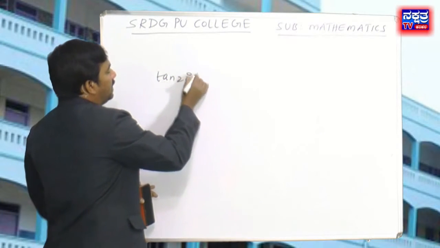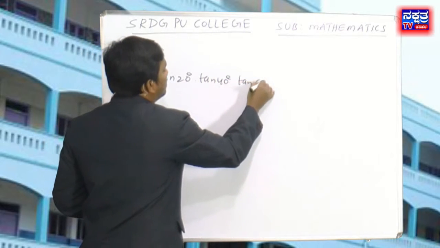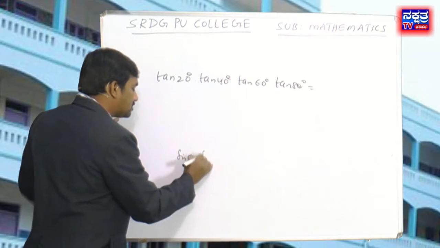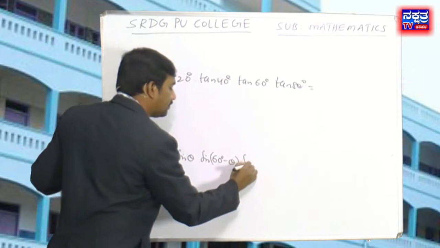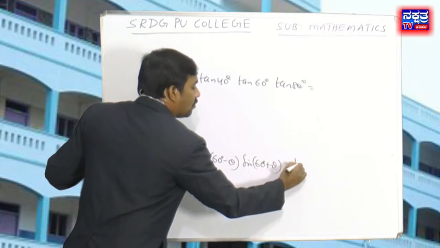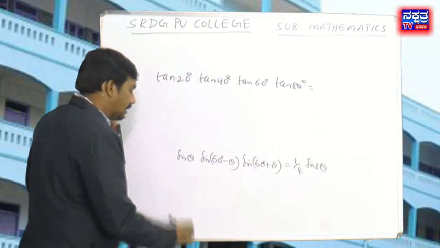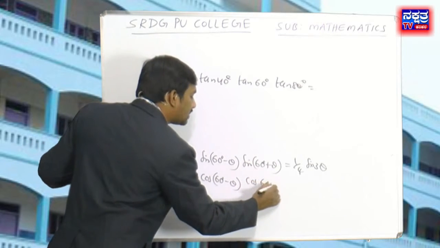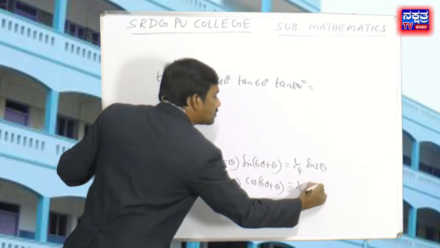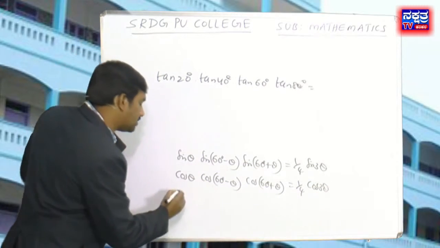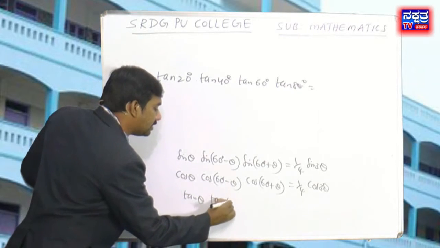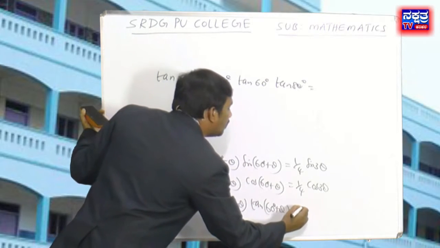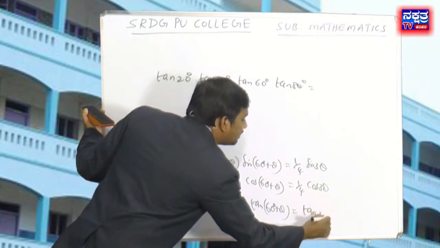Students, here tan 20 degrees into tan 40 degrees into tan 60 degrees into tan 80 degrees. That is the question. Here three formulas we have to remember. Sin theta into sin 60 minus theta into sin 60 plus theta equal to 1 by 4 sin 3 theta, and cos theta into cos 60 minus theta into cos 60 plus theta equal to 1 by 4 cos 3 theta. If you divide both these formulas, we will get tan theta into tan 60 minus theta into tan 60 plus theta equal to sin 3 theta by cos 3 theta, that is tan 3 theta.